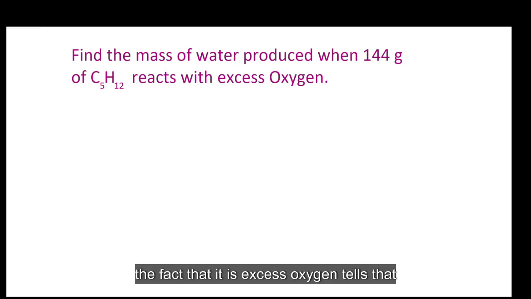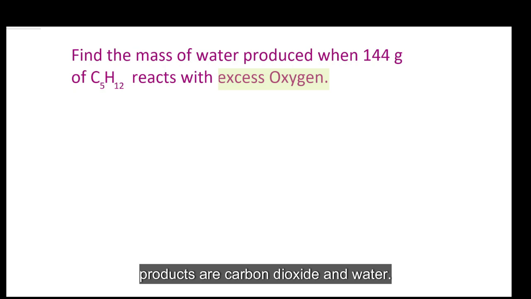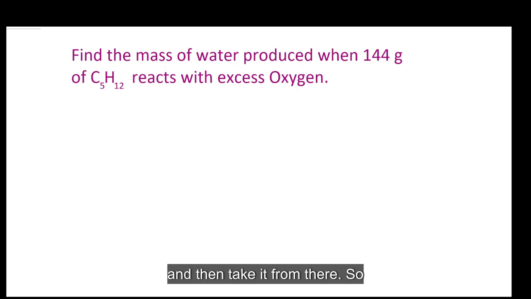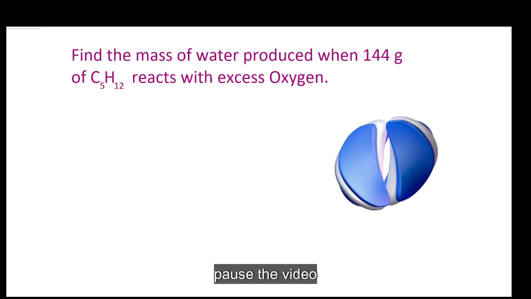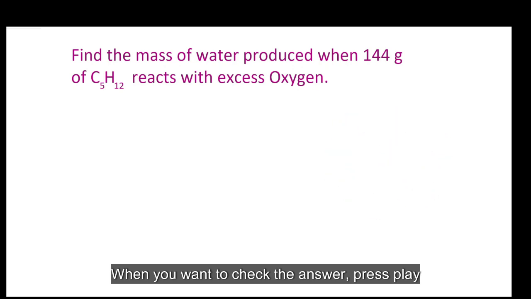So the fact that it is excess oxygen tells us that it is a complete reaction, so we know the products are carbon dioxide and water. To start this question, you need to write the balanced chemical equation and then take it from there. So pause the video and give this a try. When you want to check the answer, press play.